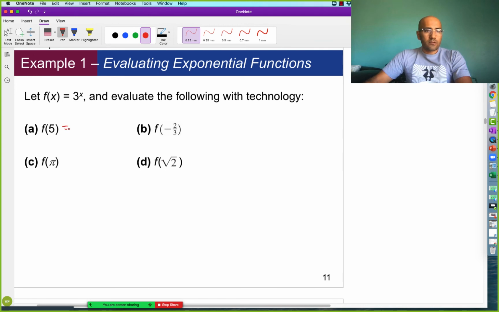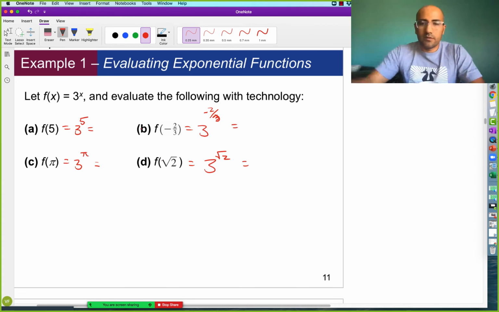So this one is going to be 3 to the 5th power. This one is just going to be 3 to the pi power. This one is just going to be 3 to the root 2 power. And this one is going to be 3 to the negative 2/3 power. So really we just want to practice or make sure you know how to use your calculator to find these answers. Let's use our calculator to find these answers.